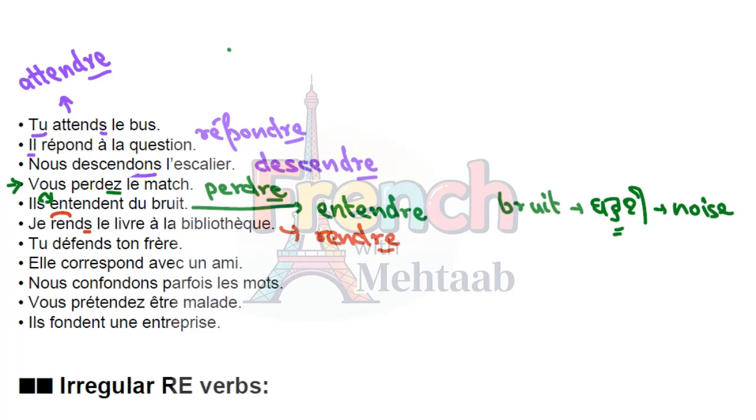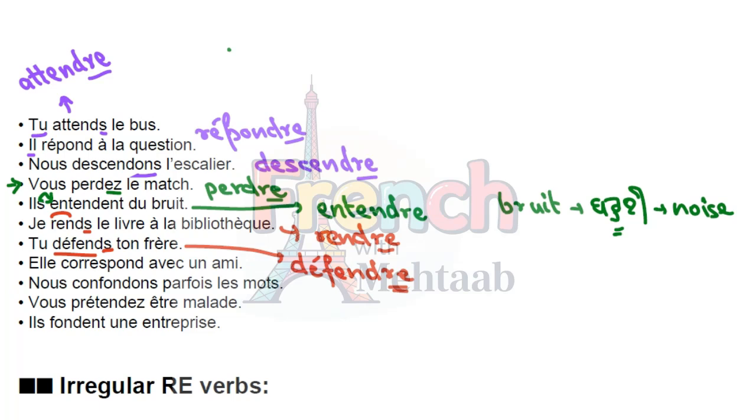Next sentence. Tu défends ton frère. Frère means brother. Okay, défends. The verb used in this sentence is défendre, which means to defend. For conjugating it with tu, we would drop this re from the end and we would add s here. The ending ds is not pronounced, so the only pronunciation is this one. Tu défends. You defend ton frère, your brother.